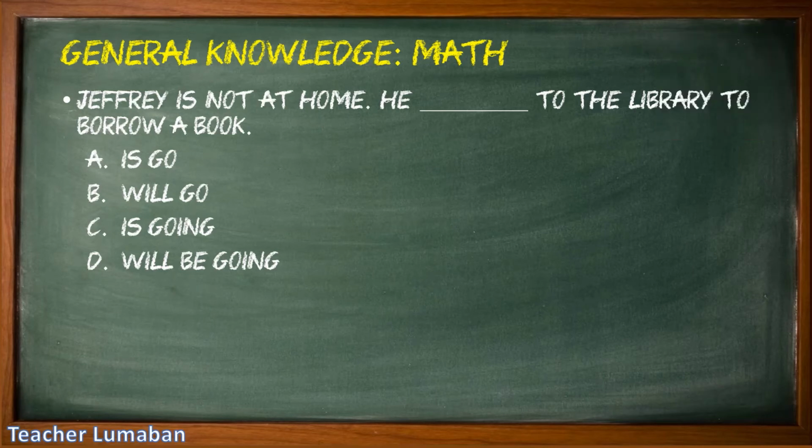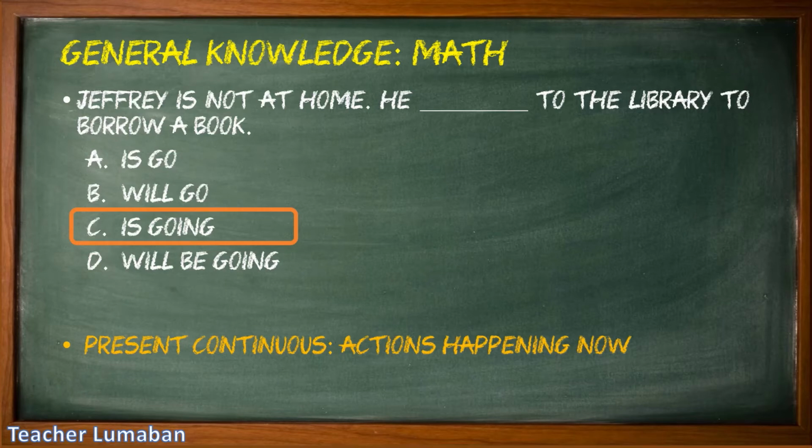The correct answer is letter C, is going. Jeffrey is not at home. He is going to the library to borrow a book. The rule is present continuous: happening now, temporary states.